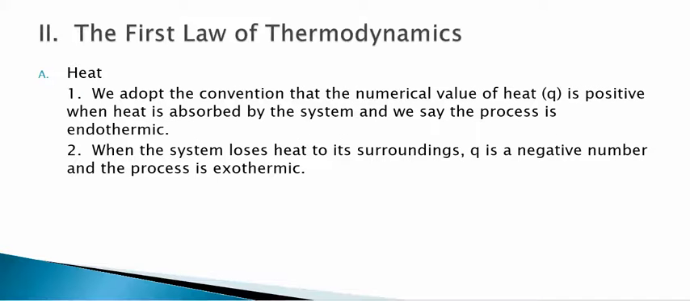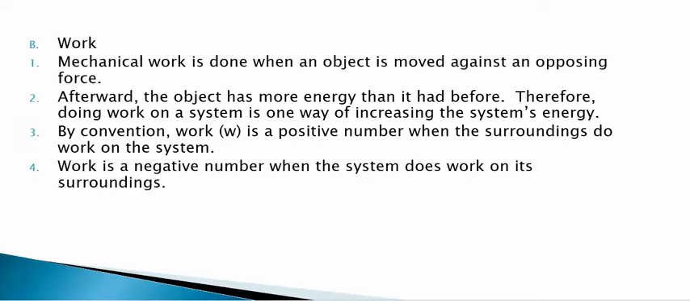We're going to look first at the first law of thermodynamics. The first law deals with heat and work. Heat can be positive when heat is absorbed by the system and the process is endothermic. Heat can be negative when it's lost to the surroundings and the process is exothermic. Just like with heat, work can be positive or negative. Work is positive when the surroundings do work on the system, and work is negative when the system does work on its surroundings.